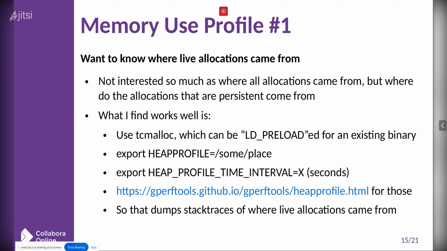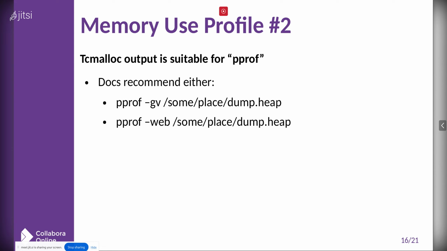So I've been finding what works well here is to use tcmalloc, which you can even LD preload before an existing binary without having to compile anything. Set some environment variables, and that'll dump stack traces of where your allocations came from. That is initially fine, but the output from tcmalloc is suitable for this other profiler that I don't really use, and it recommends these kinds of outputs.